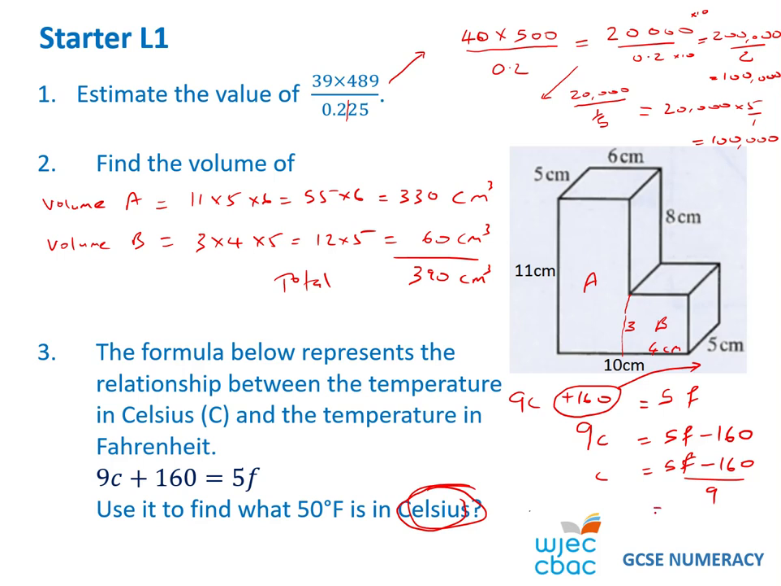F is 50, so that's 5 times 50 minus 160 over 9, and that's 250. So that's 250 minus 160 over 9. 250 minus 160 is 90. So 90 divided by 9 is 10. So if we put it over here, take an arrow, 90 divided by 9, and the answer is 10 degrees Celsius.